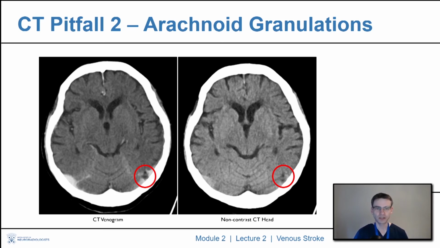And arachnoid granulations are usually going to be quite rounded or lobulated, kind of gently protruding into the lumen of the venous sinus. They'll be hypodense on the non-contrast CT. And crucially, again, the morphology of the venous sinus shouldn't really be altered, so it shouldn't be expanded.